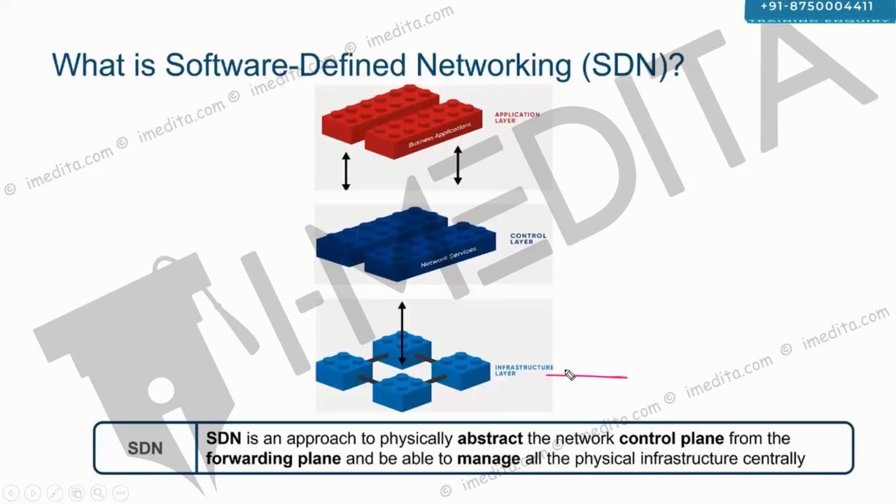So we have an infrastructure layer, which basically means we have our infrastructure built with the help of routers, switches and so on. Then we have a controller layer, from where different types of network services and protocols are running, and we are managing everything from one centralized point. We are running different applications on top of that controller layer so that traffic can be delivered efficiently from one point to the other. So with software-defined networking, we can manage all the devices, all the physical infrastructure, from one centralized point. SDN is an approach to physically abstract the control plane from the forwarding plane and manage all the devices from one centralized point.